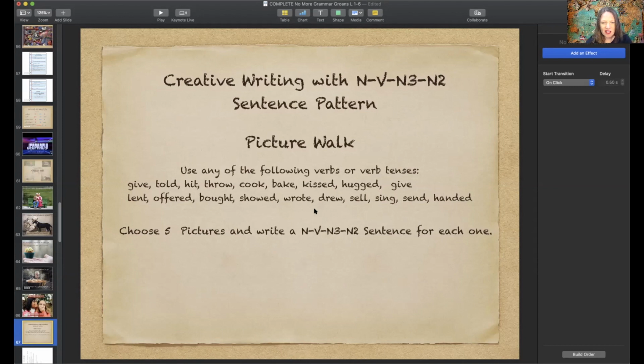Choose 5 pictures and write a noun, verb, noun 3, noun 2 sentence for each one. Now, I like you doing these creative writing activities because when you can apply what you've learned into your writing, you will learn it better. It's using a part of your brain that makes you stretch a little bit. And then when you see it in written form, it's easier for you to locate those parts of speech. These are 5 pictures you will find to write a sentence about using these words. So you may want to look up pictures that have to do maybe with these words to make it a little easier for you.